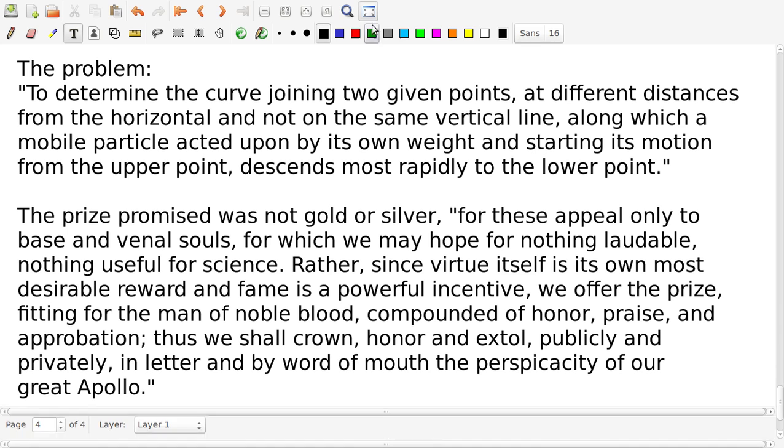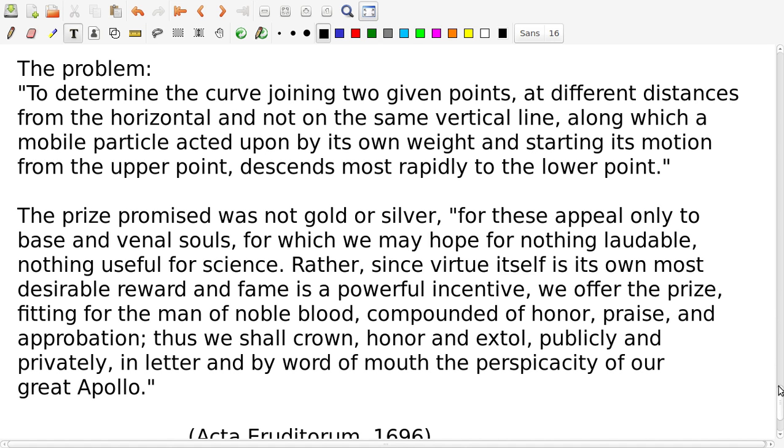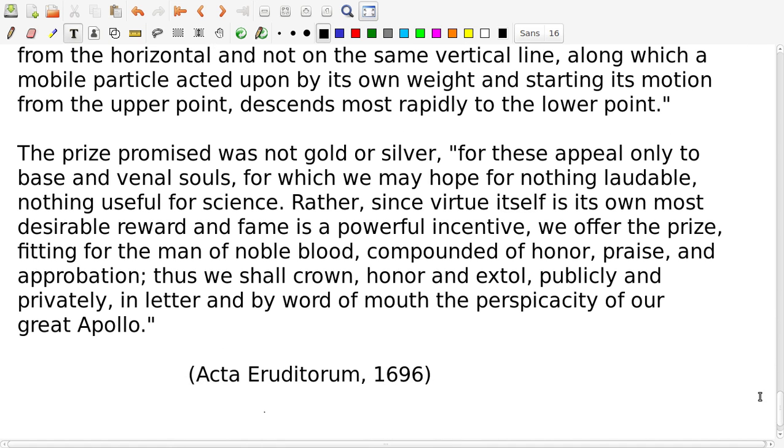It must have been a little bit of a disappointment that Newton, who received this letter when he was a secretary of the Royal Society, succeeded in solving the problem in just a few hours during the night.